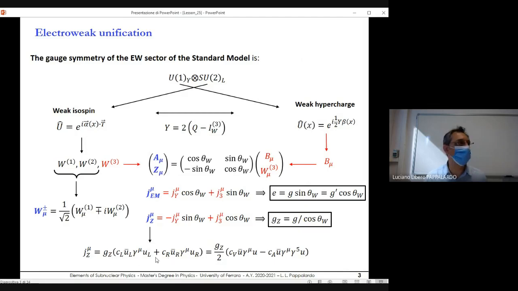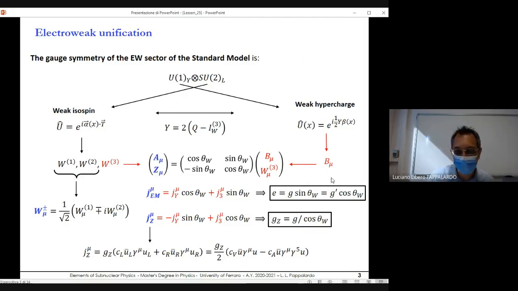And this means that indeed parity is also violated in the neutral current sector, because the couplings for the left-handed and right-handed are different, although the Z boson can interact with both. And this is a big difference with respect to the W's. Or we can express this current in terms of a combination of a vector current and an axial vector current. In this case, the coupling constants are C_V for the vector current and C_A for the axial vector current. And the two, of course, are equivalent.